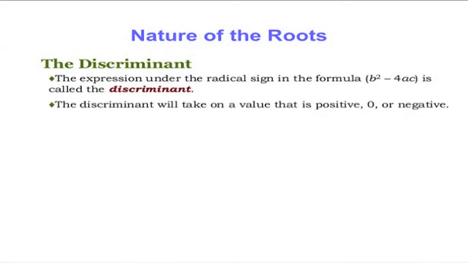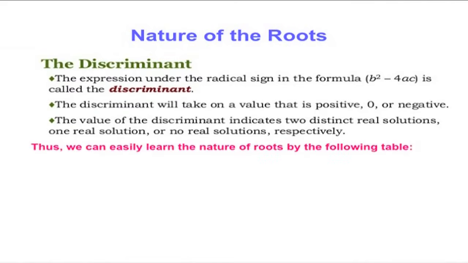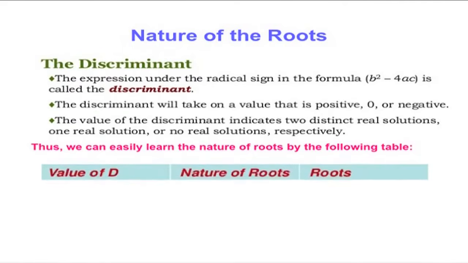The discriminant will take on a value that is positive, 0 or negative. The value of a discriminant indicates two distinct real solutions, one real solution or no real solution respectively. Thus, we can easily learn the nature of roots from the following table. The value of d, nature of roots and roots.